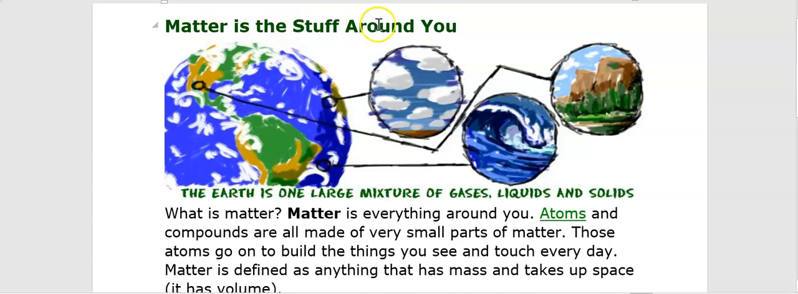So you'll notice the title here is Matter is the Stuff Around You. There is an image here, and you'll notice these are little pull out sections that have zoomed in on a part of this larger picture. So this little circle here is zooming in on the clouds. This little circle here is zooming in on the waves. And this circle here, oops, I got it mixed up, didn't I? This circle is zooming in on the mountains. This circle is zooming in on the waves. Those are examples of the three different states of matter.